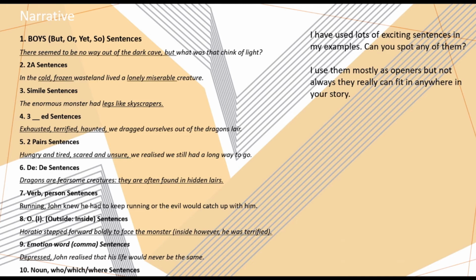Another example is a 2A sentence. This just means there's two pairs of adjectives together in a sentence. In the cold, frozen wasteland lived a lonely, miserable creature. Have a read of all 10 sentences. What I want you to do next is look at the two documents with the stories in and highlight the examples with the sentences you can find.